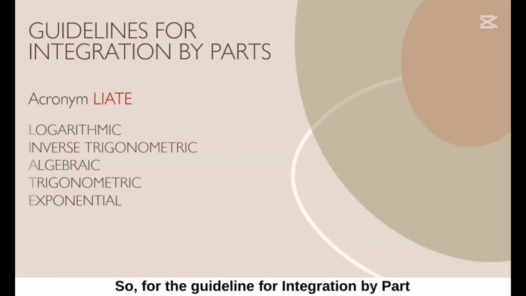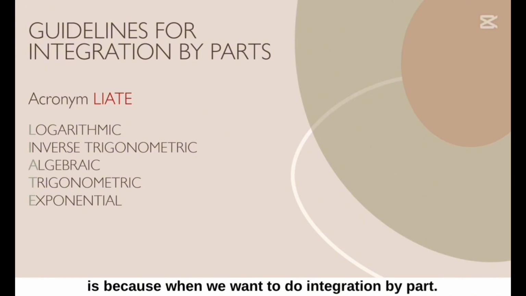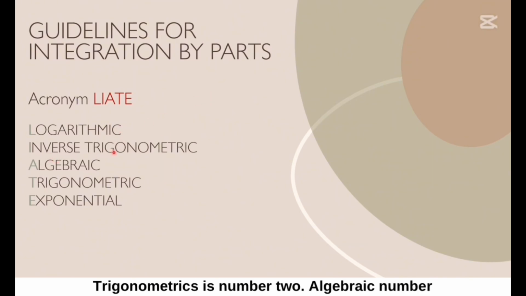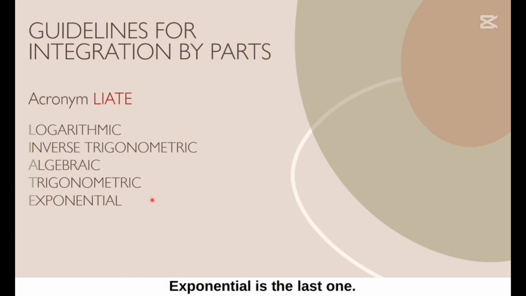For the guideline for integration by parts, we use the acronym LIATE, which is logarithm, inverse trigonometry, algebraic, trigonometry, and exponential. Why do we have a guideline for integration? It is because when we want to do integration by parts, we must know which one comes first. Logarithm is number 1, then inverse trigonometry number 2, algebraic number 3, trigonometric number 4, and exponential is the last one.